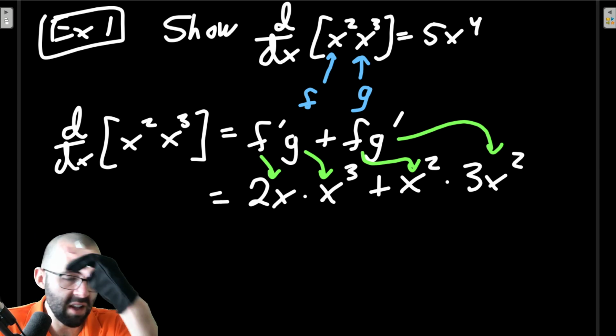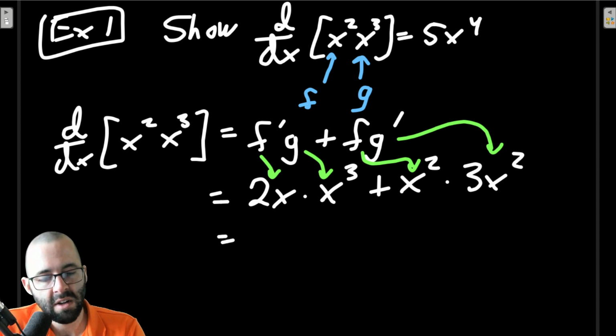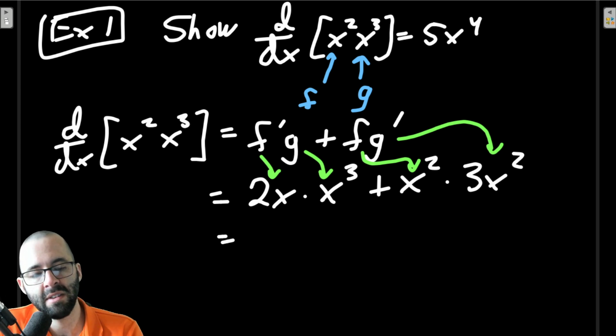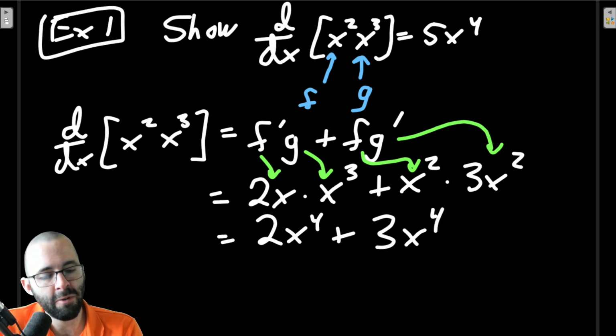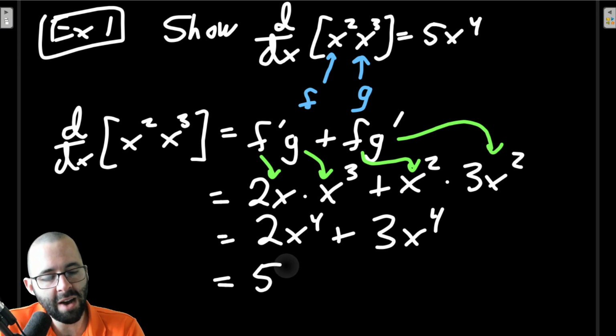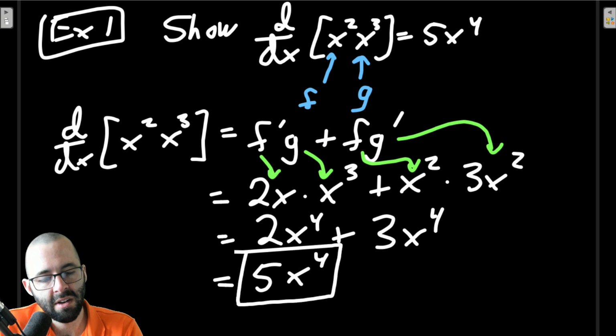Now, if we simplify, we should get 5x to the fourth. 2x times x cubed. Remember, it's like 2x to the first power there. Add the exponents: 2x to the fourth. Plus 3x squared times x squared, add the exponents: 3x to the fourth. 2x to the fourth plus 3x to the fourth. We now have 5 of them. 5x to the fourth, which is just what we wanted.